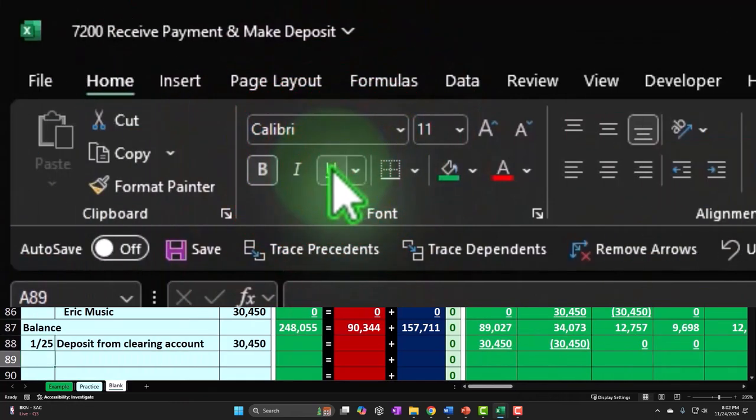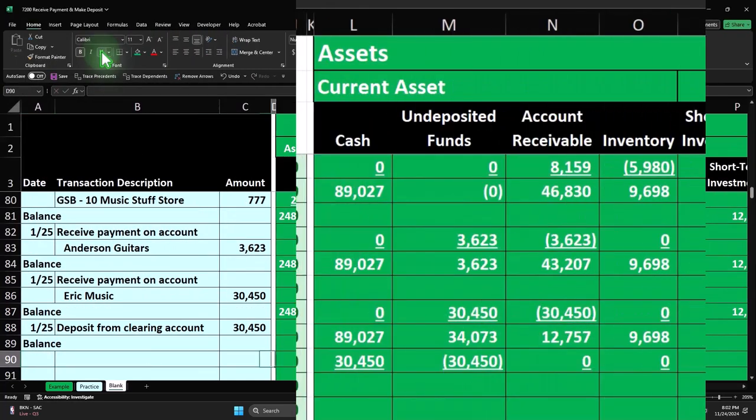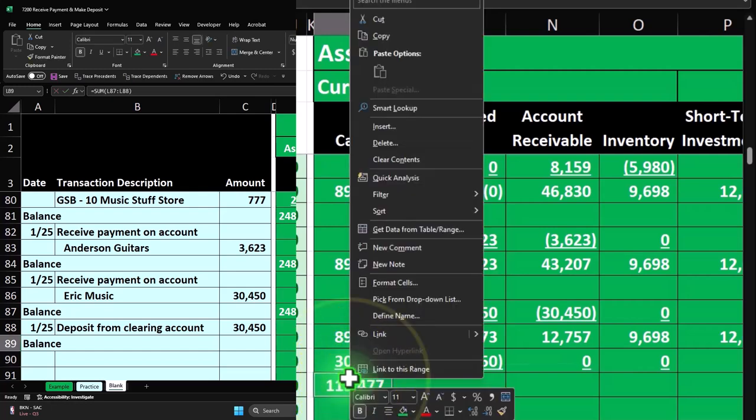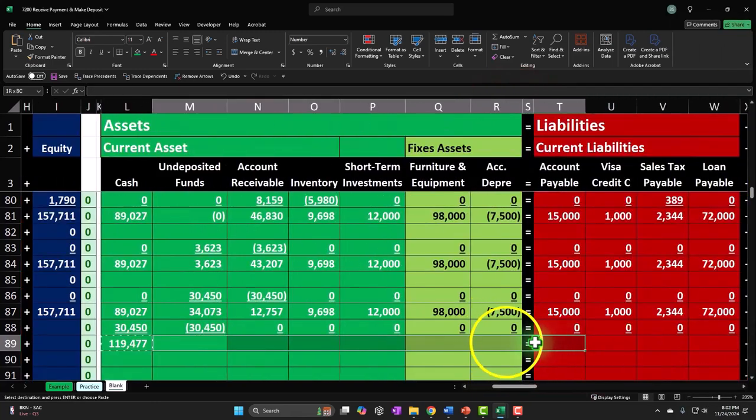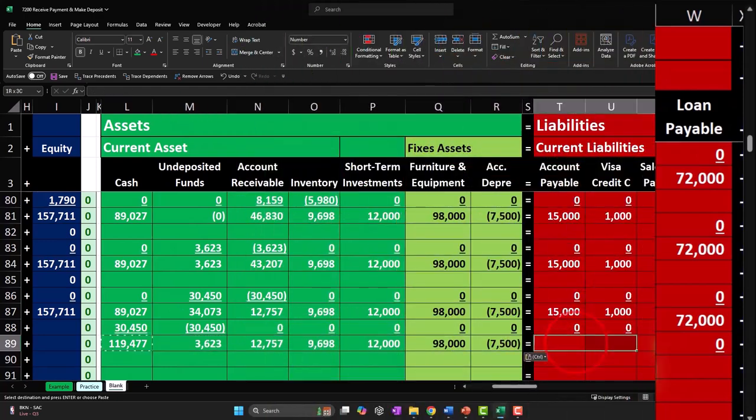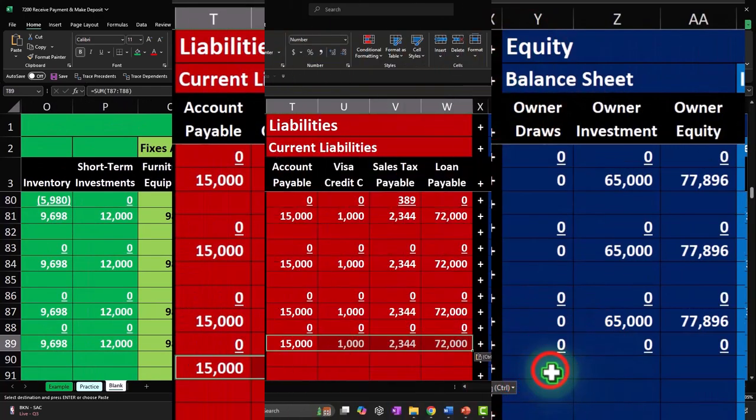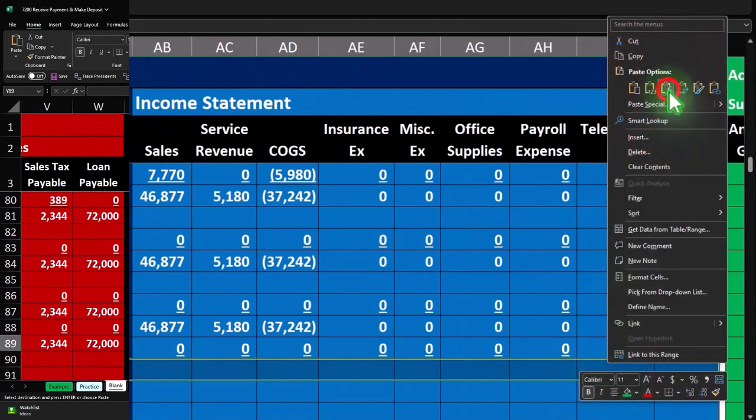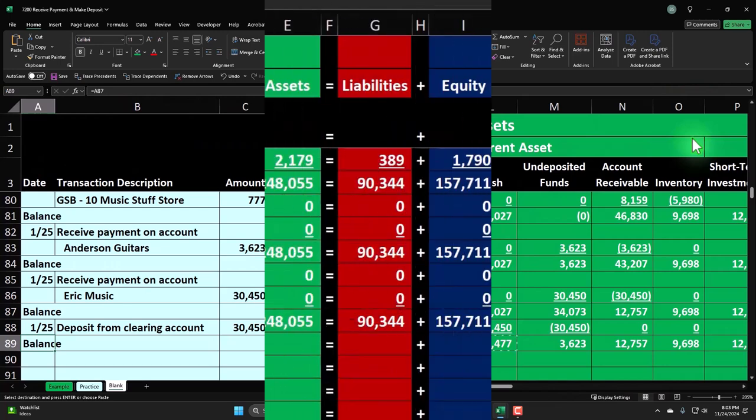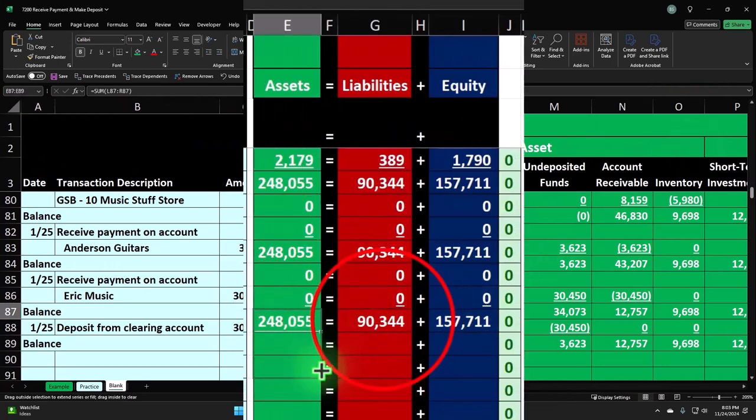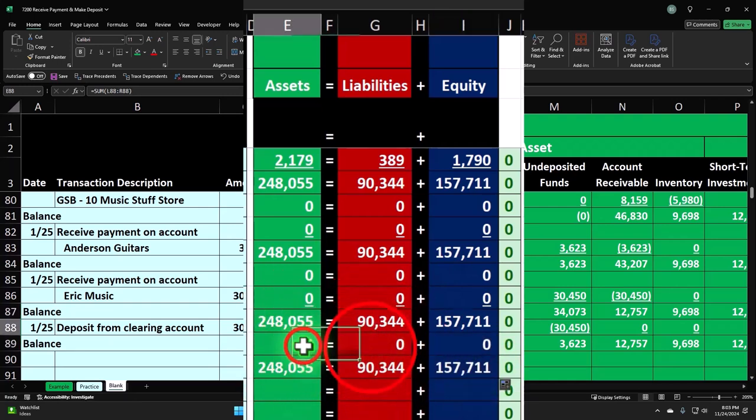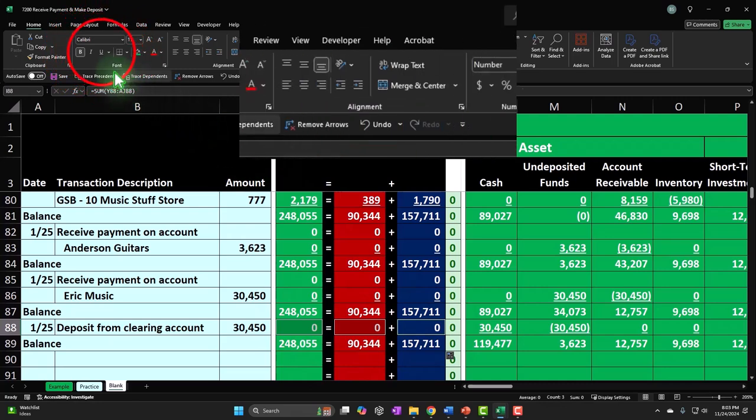Put an underline here. All right, we'll bring the balance down. And let's sum this up. Equals the sum. Prior balance plus current activity. Copy that. And then we'll paste this across the board. All right, so there we have it. Okay, so then let's copy this down to see if our balances are still balancing. Still balancing. And then we'll put an underline under the zero. Underline. There we have it.